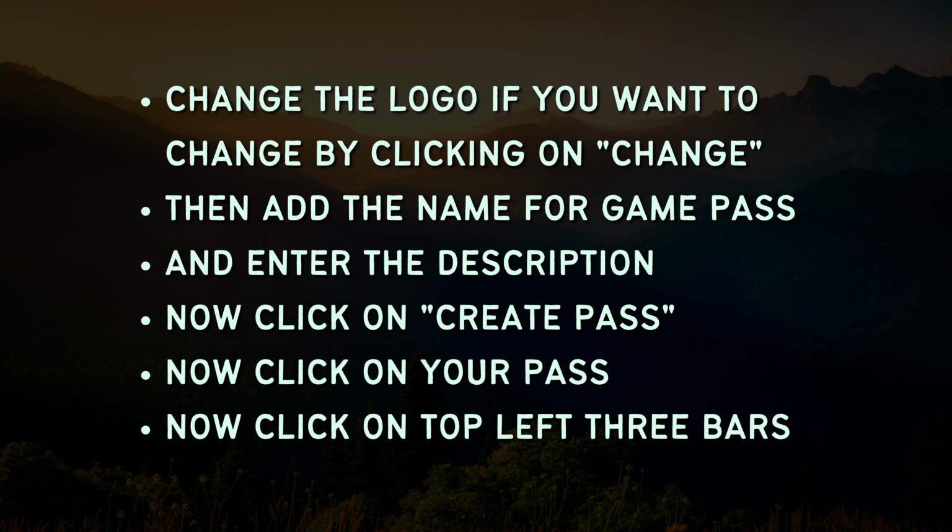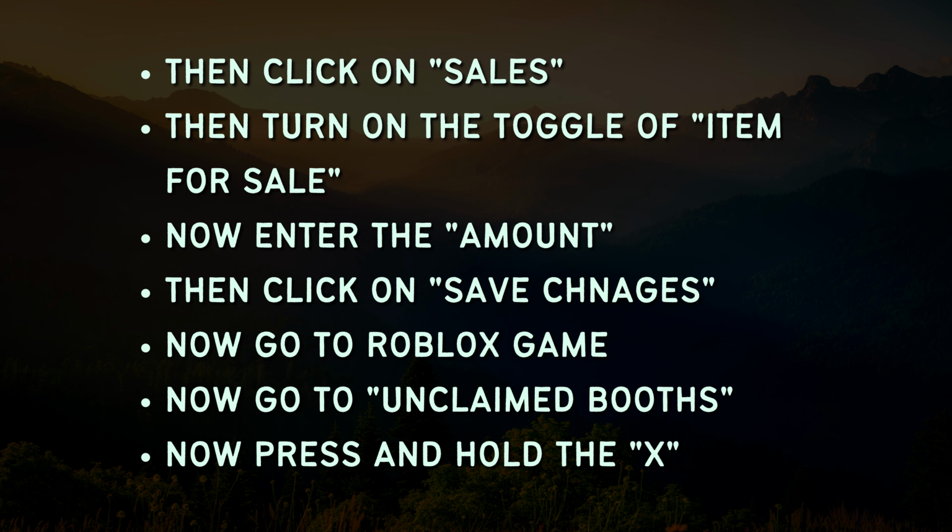Change the logo if you want to change by clicking on change. Then add the name for Game Pass and enter the description. Now click on create pass. Now click on your pass. Now click on top left three bars. Now click on sales. Then turn on the toggle of item for sale. Now enter the amount. Then click on save changes.